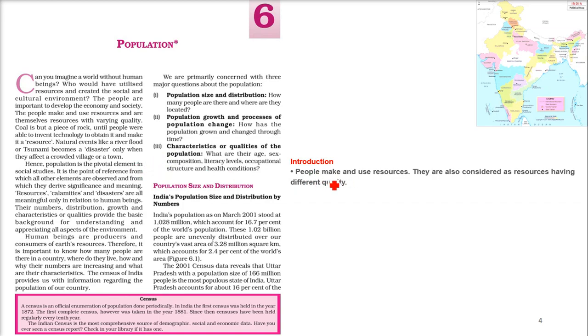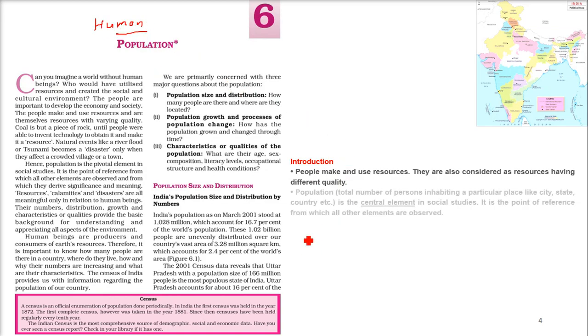And who does it? Human beings do it. People do it. The disaster also, say a tsunami, becomes a disaster only when it affects the people, normal people, right? So they are also considered as resources having different quality. That means there are different resources we talked about, but human is also a resource. Human is the main resource. That is why we are talking about population.